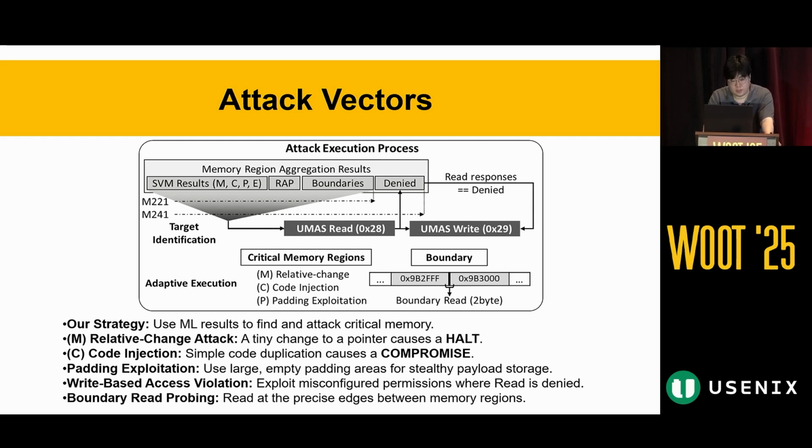The last one, specifically, boundary read probing, is focused on accessing the precise boundaries between classified memory regions. Because if you run the machine learning, apparently it is going to be divided into a certain block size. In case of M221, it was 1,000 in hex. So why not access those blocks together?